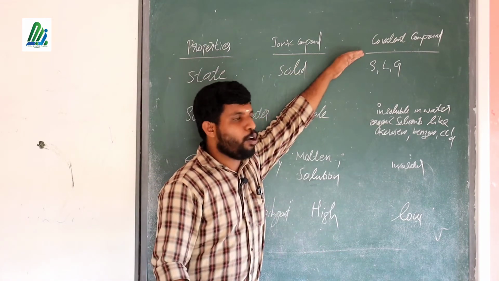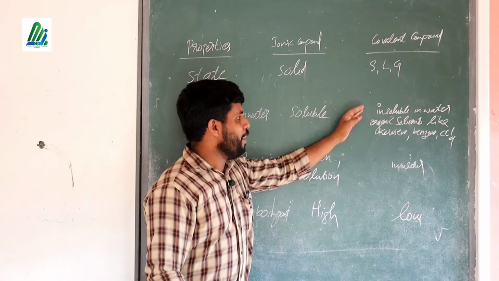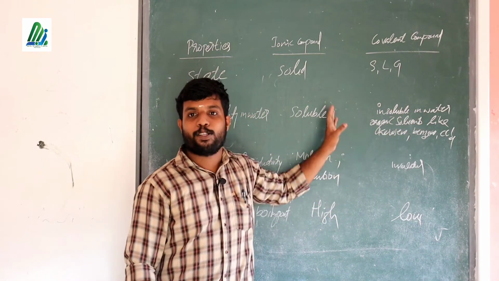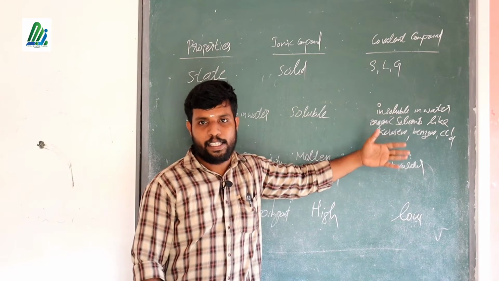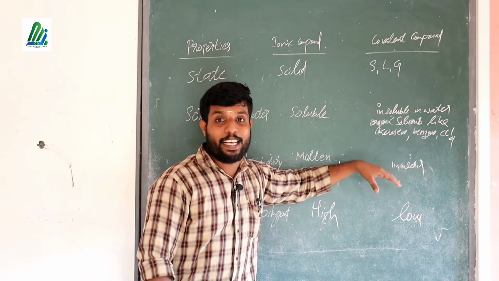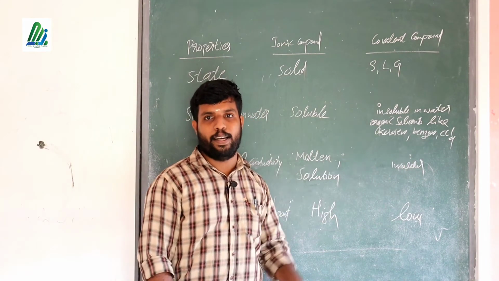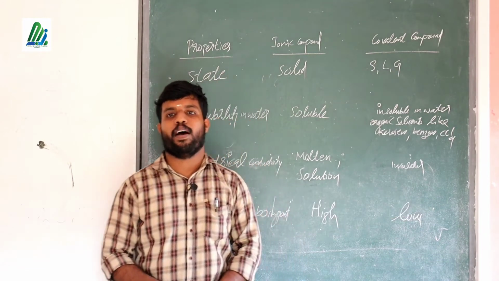Then what about covalent compounds? They exist in solid, liquid and gaseous form. They are insoluble in water. They are soluble in organic solvents like benzene, CCl4 and kerosene. They do not conduct electricity because they are insulators. Their melting and boiling points are low.